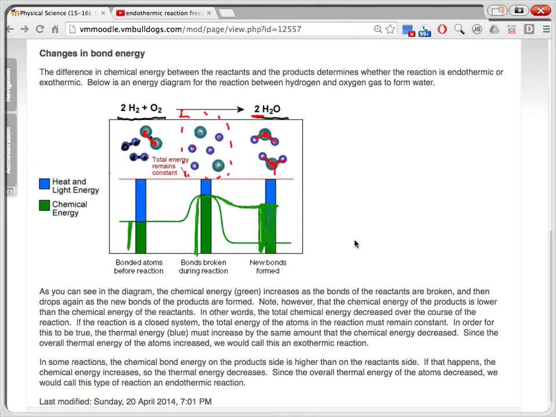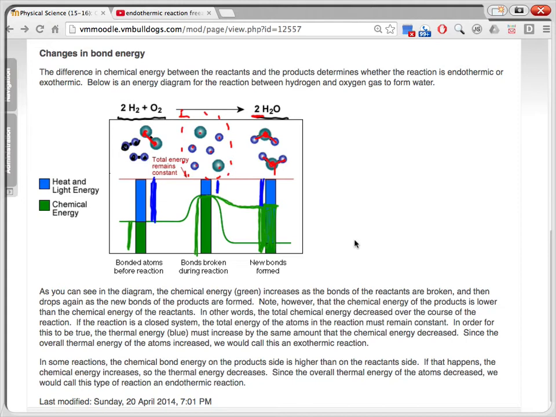As you can see from the blue, which is our thermal energy, the thermal energy started off relatively large. It got really tiny in the activated complex. It got a little larger again when we got to the end, but you can still see that the thermal energy at the beginning for the reactants is larger than the thermal energy of the products. This would be an endothermic reaction.